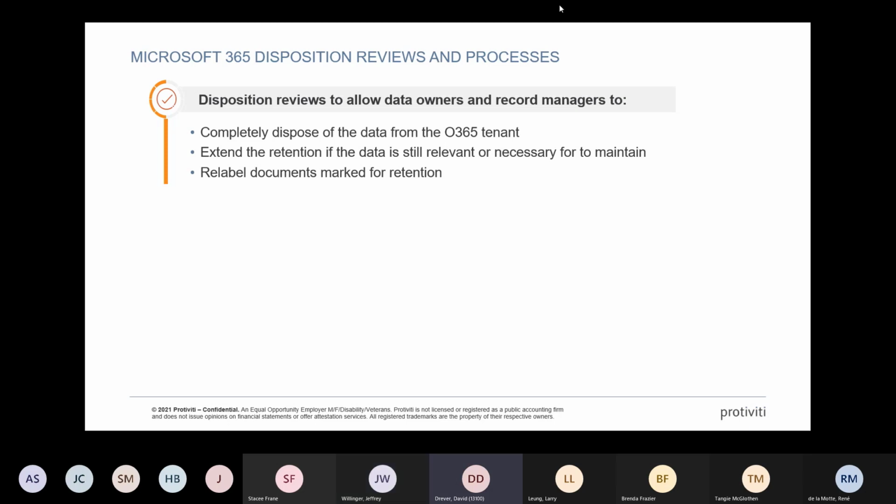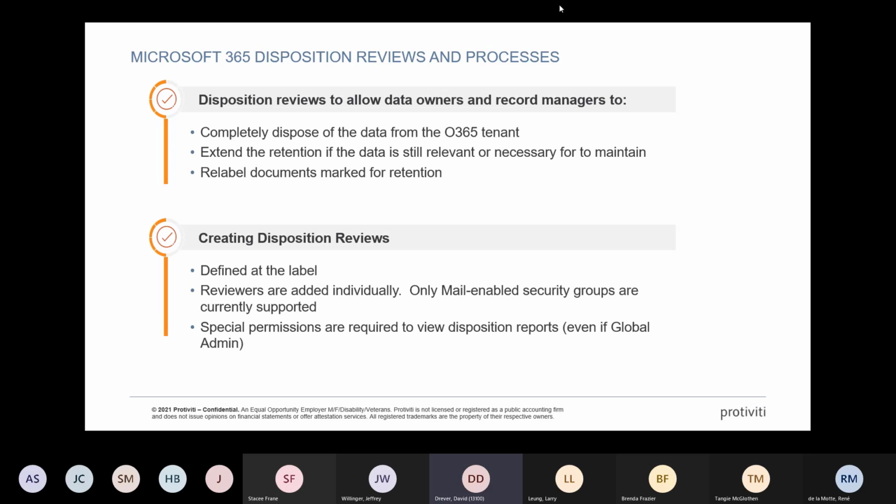All right, thanks. So when we're dealing with disposition reviews, a disposition review is actually defined with the label. And you can add the reviewers individually to the label itself. Again, going back to modifying a label every time you want to change users, I strongly suggest you use a mail-enabled security group. If you have a large enough organization that things are split out based on department, you can have a mail-enabled group for HR disposition reviews. And that way you can change it without having to affect the label or the policy itself at any point in time.